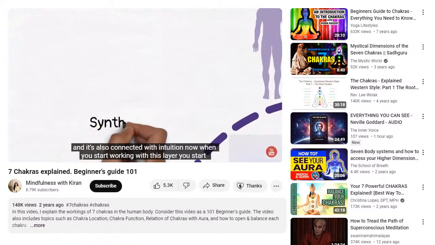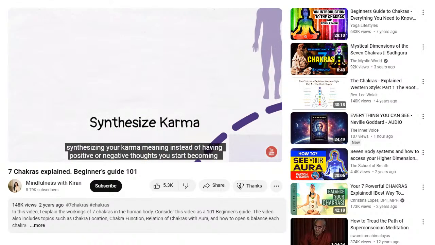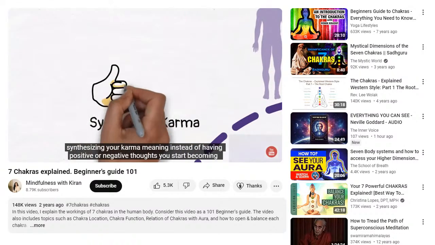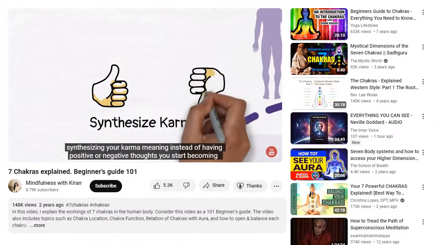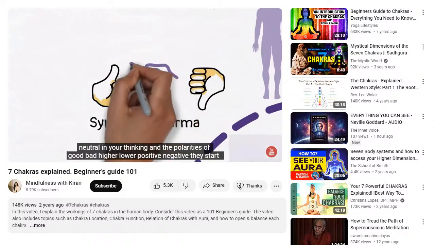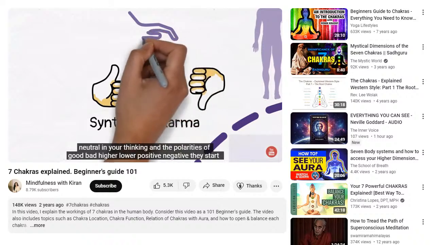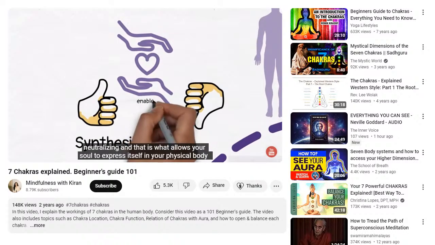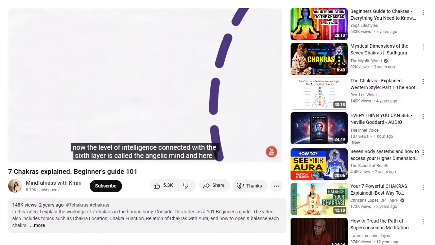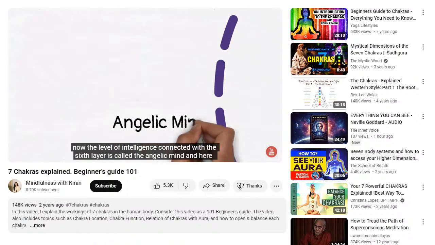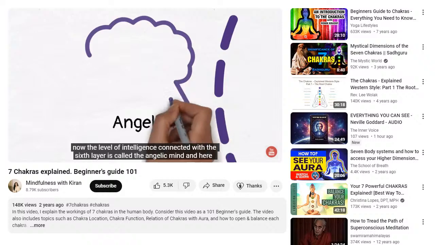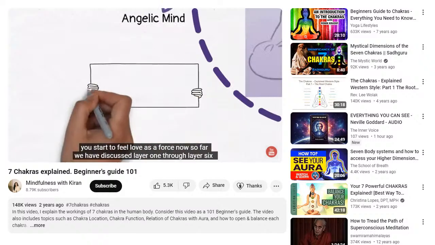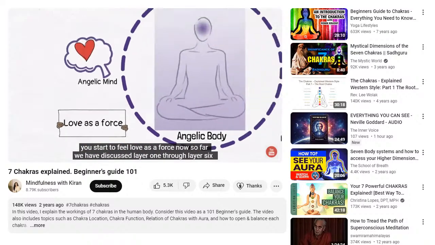Now, when you start working with this layer, you start synthesizing your karma, meaning instead of having positive or negative thoughts, you start becoming neutral in your thinking. And the polarities of good, bad, higher, lower, positive, negative, they start neutralizing. And that is what allows your soul to express itself in your physical body. Now, the level of intelligence connected with the sixth layer is called the angelic mind. And here you start to feel love as a force.